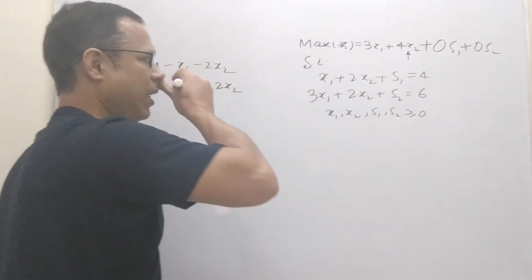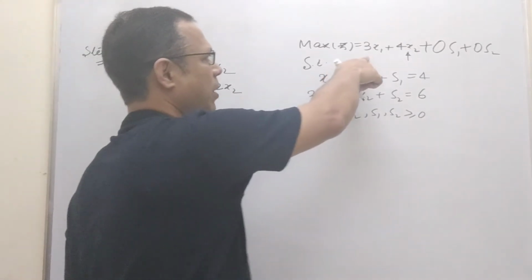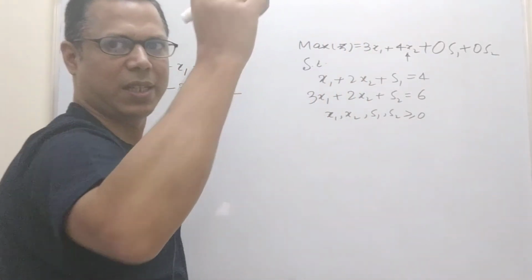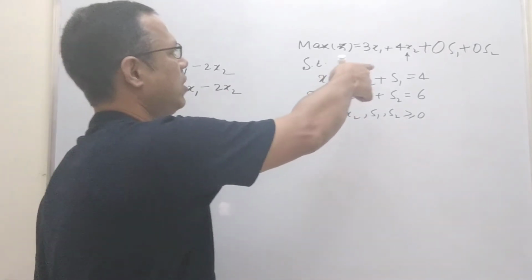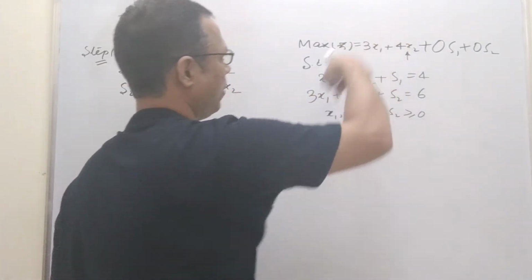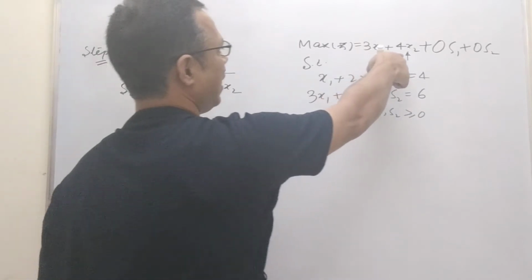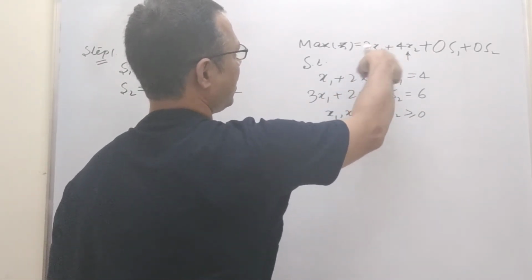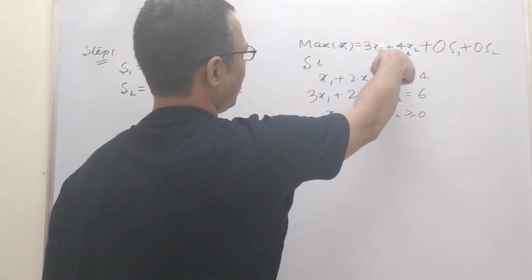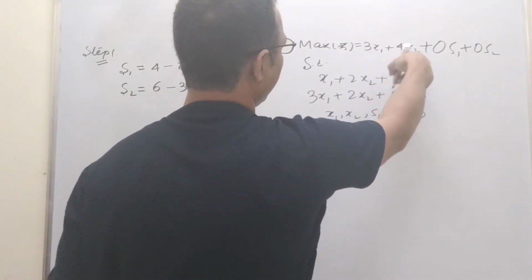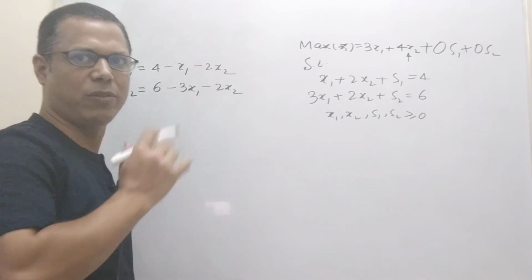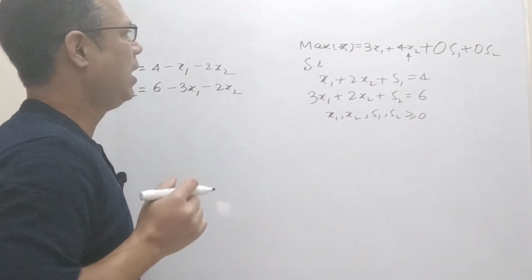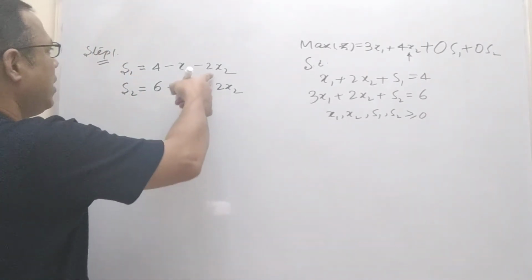Now, the simple definition from the simplex method is the largest positive value of Cj minus Zj. So here it is the largest positive value of the coefficient of the objective function, and 4 is the largest positive value out of these 3 and 4. So we are going to consider x2 to enter into the basis. So the first thing has been finalized, meaning x2 is going to enter into the basis.